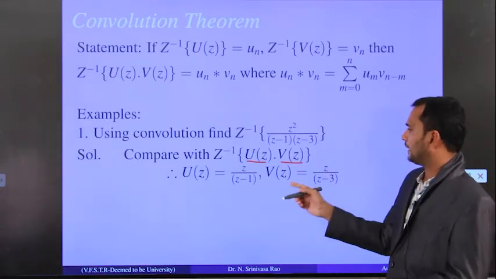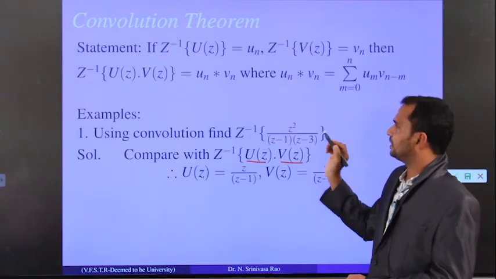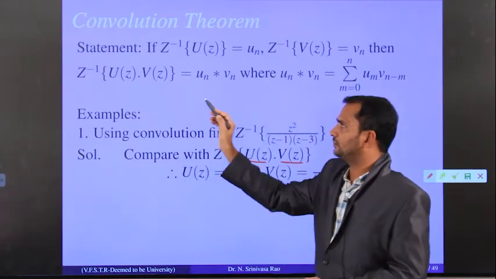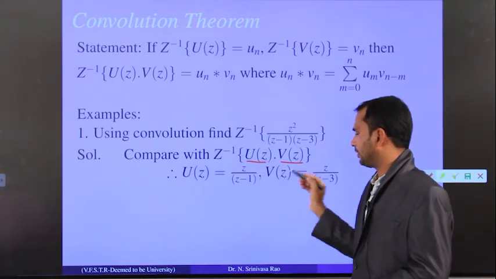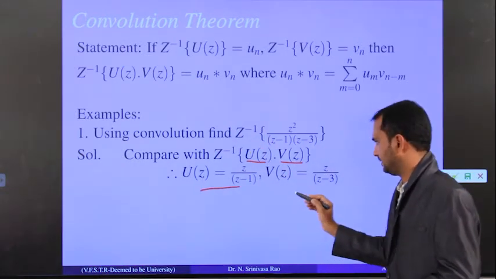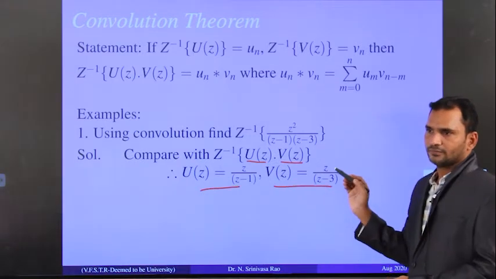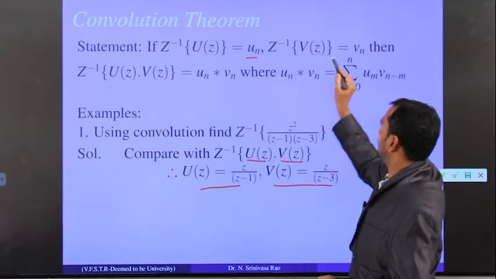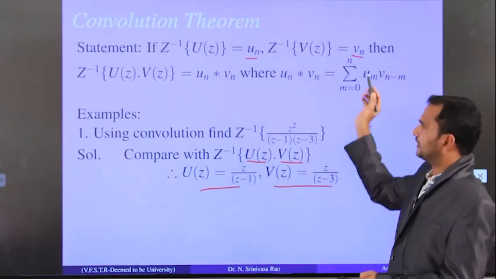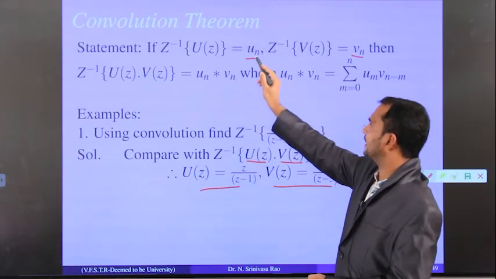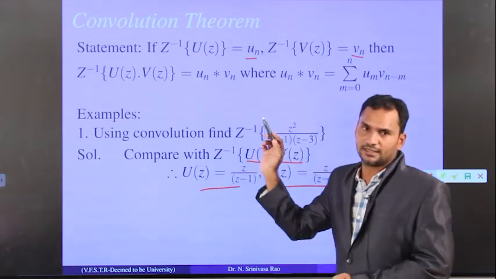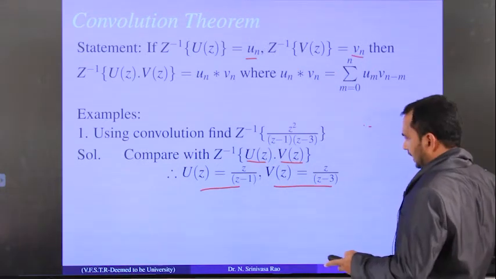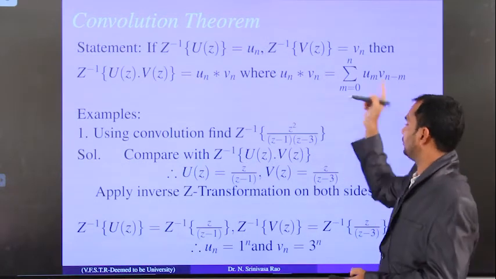Now when you are applying the convolution theorem, the statement is z inverse of U(z) into V(z). We have already identified this as our U(z) and this as our V(z). According to the convolution theorem, you have to find u(n) and v(n). The statement itself says that u(n) is the inverse z-transform of U(z) and v(n) is the inverse z-transform of V(z). So, what is u(n) and what is v(n)?